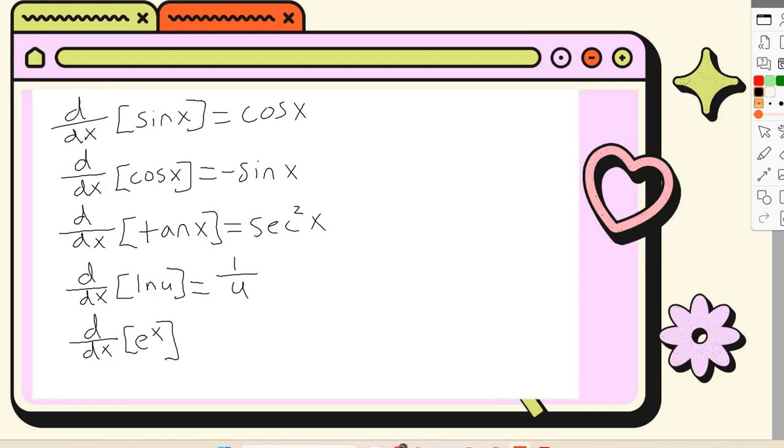E is actually a special number because the rate of change of e to the x is itself. So what is rate of change? Slope. So if the slope of e to the x is itself, what does that mean? What's another thing we've been talking about that is the slope of something? The derivative. So if the derivative, or the rate of change, of e to the x is itself, that means the derivative of e to the x is e to the x. I think it also puts it as e to the u, so you can have a u there as well. The variable doesn't matter.